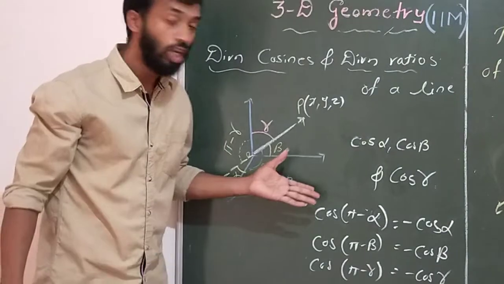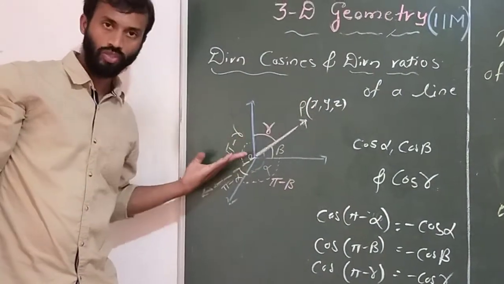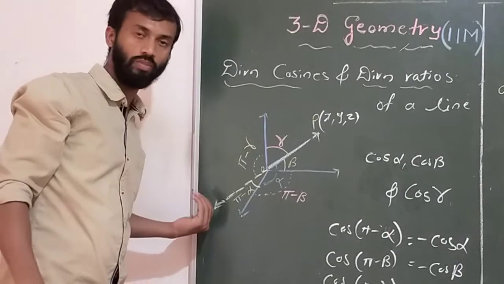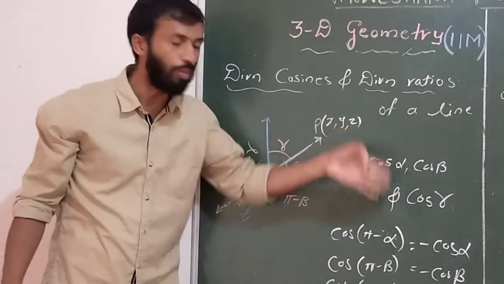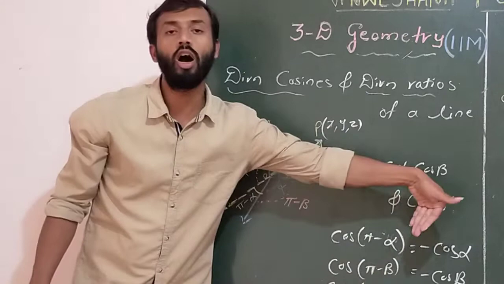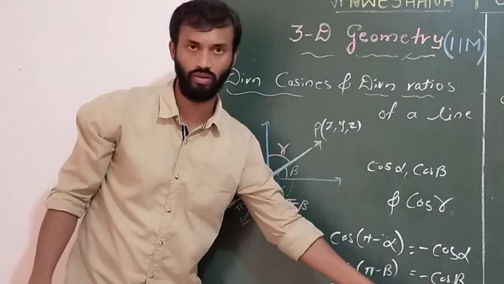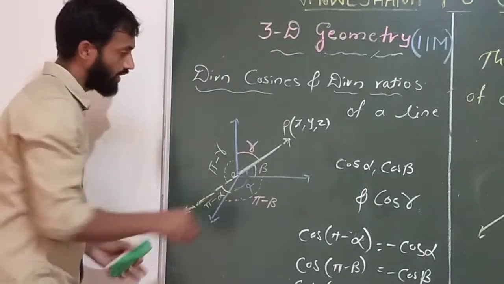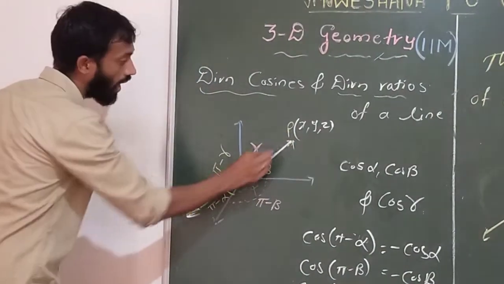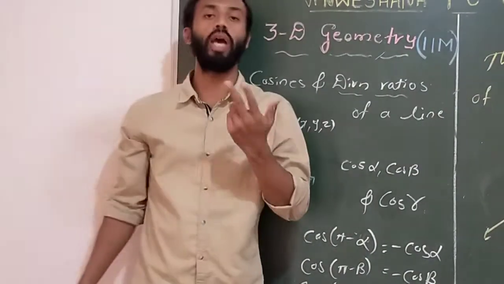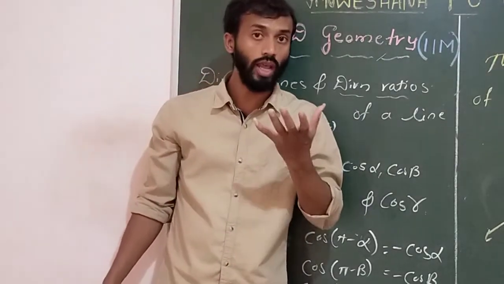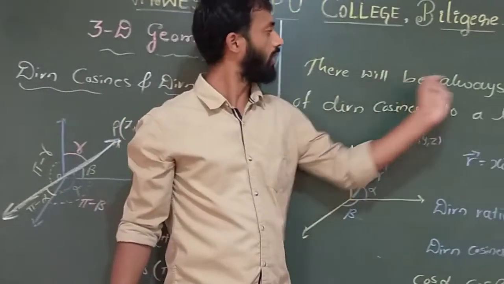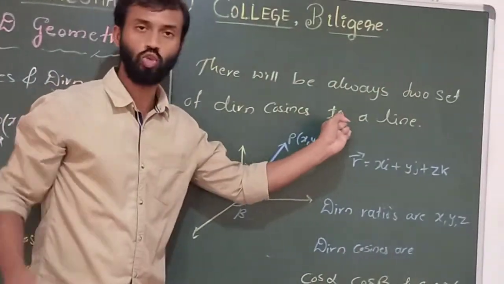So when you reverse a given vector in direction, when it goes in the opposite direction, you get the same cos alpha, cos beta, cos gamma but with the opposite sign, the negative sign. With this I am trying to say that a particular line will have two sets of direction cosines. There will always be two sets of direction cosines for a particular line.